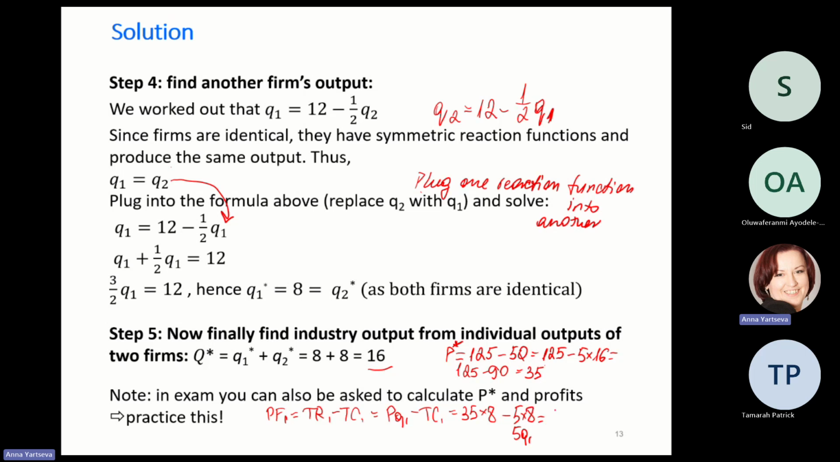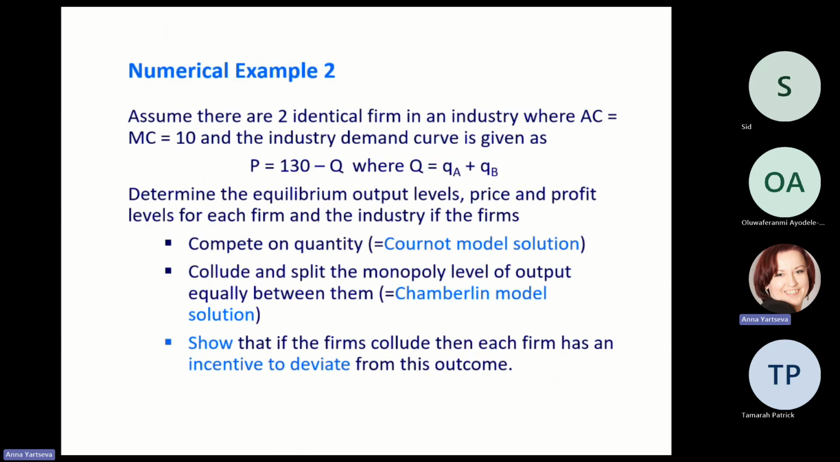So we've got all of the numbers. 35 times 8, 70 times 4, 280. 5 times 8 is 40, so profit is 240. And both companies will have the same profit. Profit 2 is 240 as well, because they're identical. So this is an example of how you would solve Cournot model.